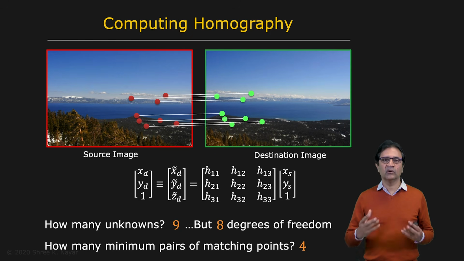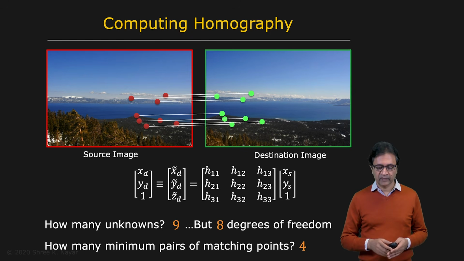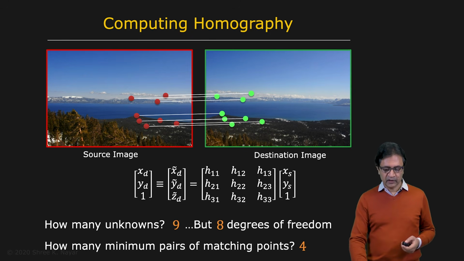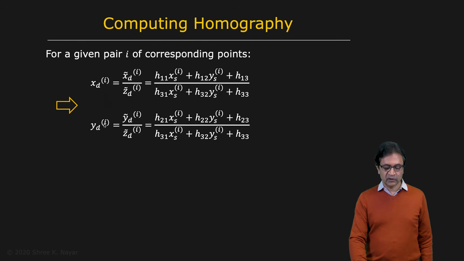You want to use all the matching pairs that you can, because that's going to make your estimate of the homography more robust. So let's see how we can compute the homography now. Take a look at this equation right here. We're going to basically write it out. That is, we are going to multiply this vector with this matrix and write down the equations for xd and yd, and you get these 2 equations.